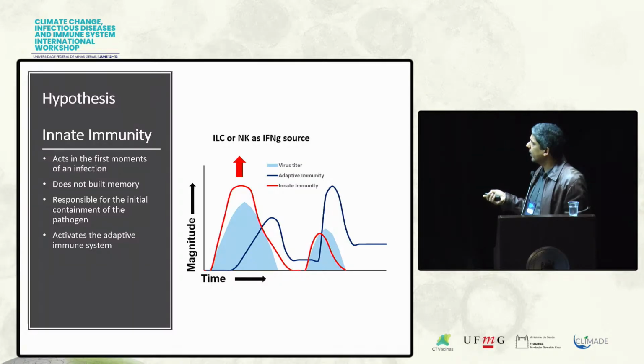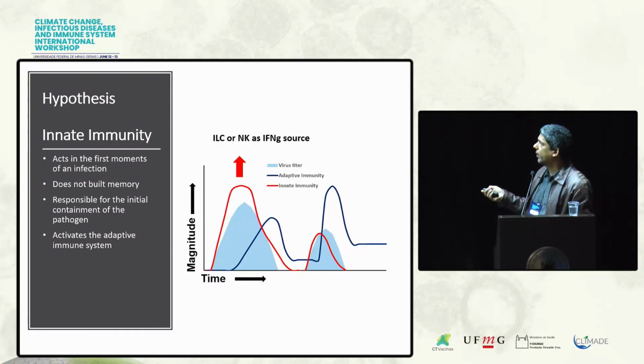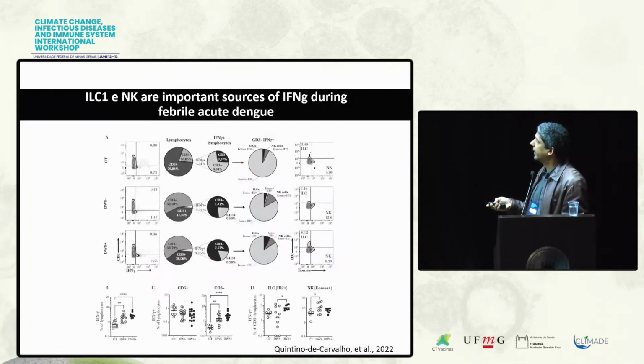So, and our hypothesis was that this interferon gamma that Sharon Green observed was coming from innate immunity. So we went to check innate lymphoid cells and NKs during the febrile phase of dengue. And here are our results.